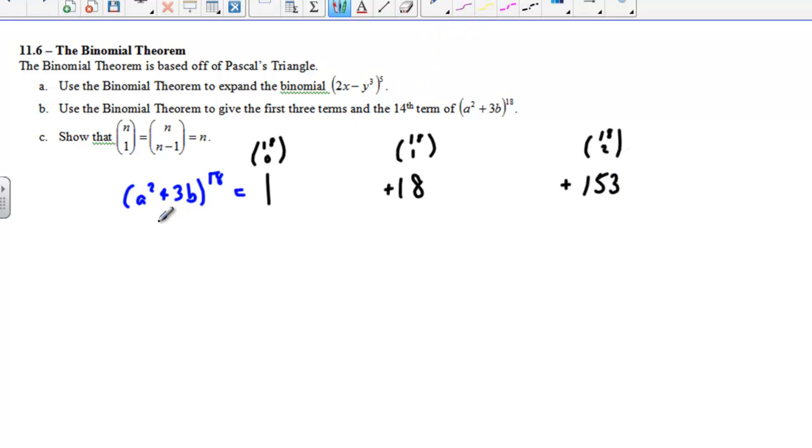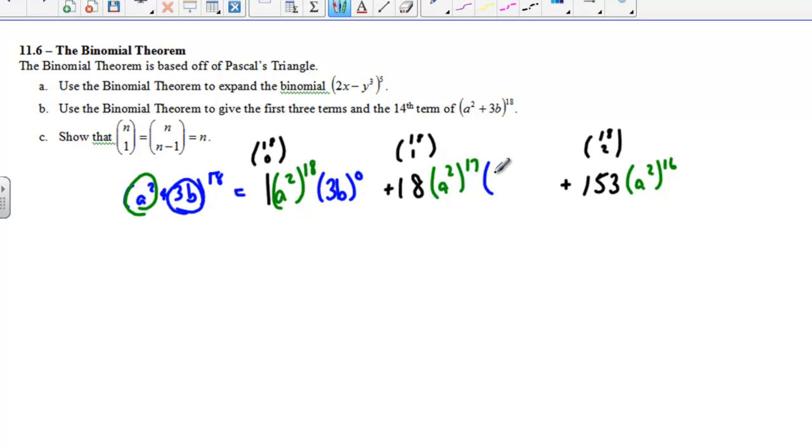The next thing I'm going to do is I'm going to take this first term, which is a squared, and say a squared to the 18th. And then I do a squared to the 17th. And then I do a squared to the 16th. So we start at 18, then go 17, then 16. And then we take the 3b, and we say 3b to the 0, 3b to the 1, and 3b squared.